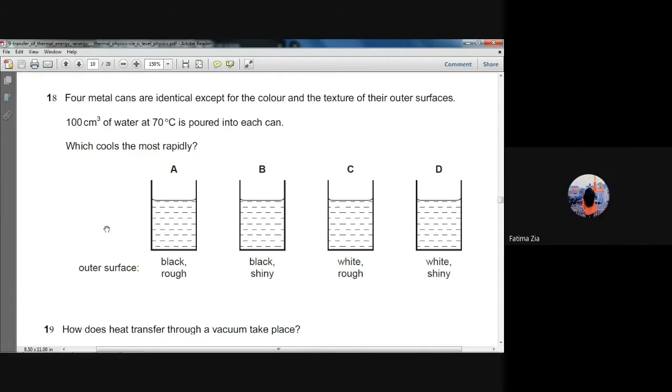The outer texture. Sir, black and shiny one. The black and the dull one. Shiny is not right. Black and the rough surface. That is the best. Yes, A is the right option. The black and the rough surface will be the best emitter of infrared radiation. So the water in that container will cool the quickest, most rapidly. So A is the right option, ma'am.